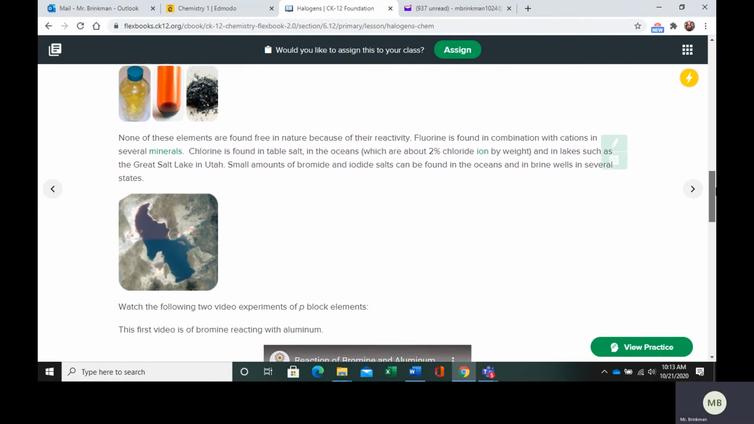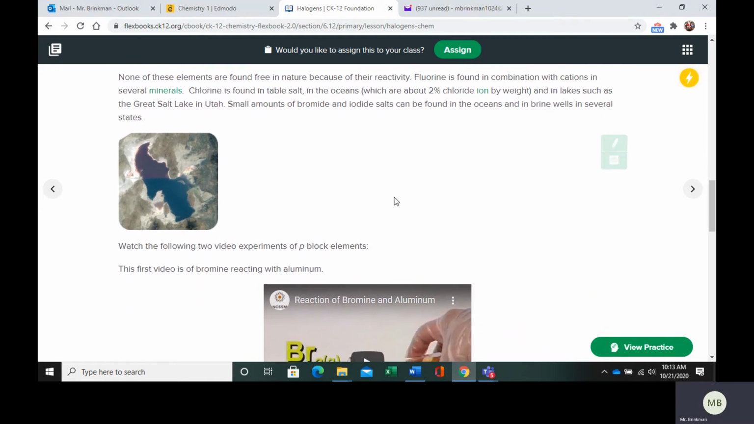None of those elements, as we've already said, are found free in nature because they're very reactive. Fluorine is going to be found with cations in minerals. Chlorine is found in table salt. Sodium chloride is the compound table salt. It's also going to be found in oceans and in lakes such as the Great Salt Lake in Utah. So just various places that these elements are found in compounds.